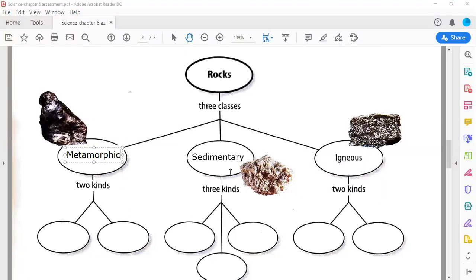And yes, metamorphic like Power Rangers.